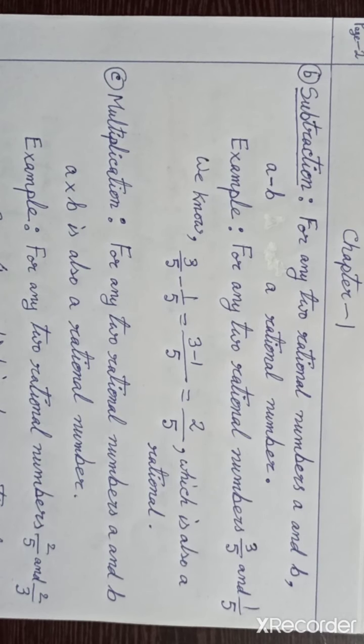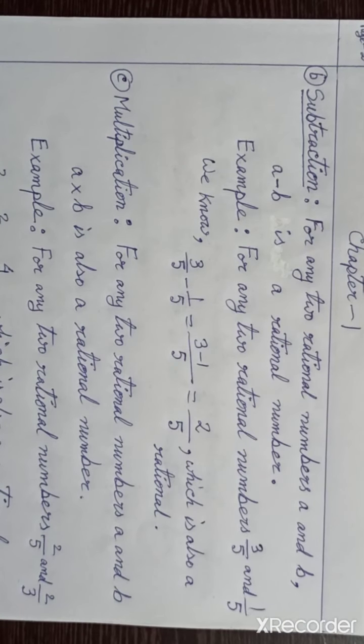Subtraction. For any two rational numbers a and b, a minus b is a rational number. This property is almost the same as addition. If we take any two rational numbers, subtract them, and the result is a rational number, then this satisfies the closure property of subtraction.